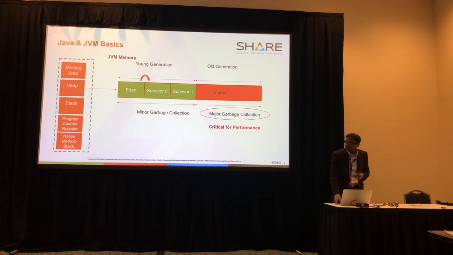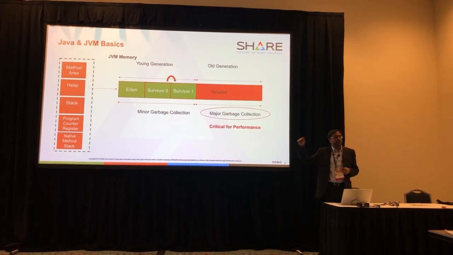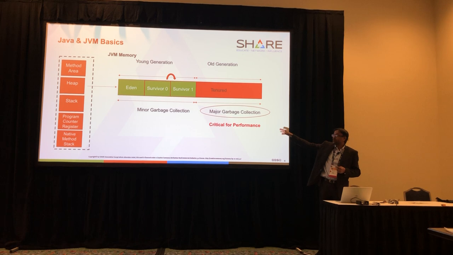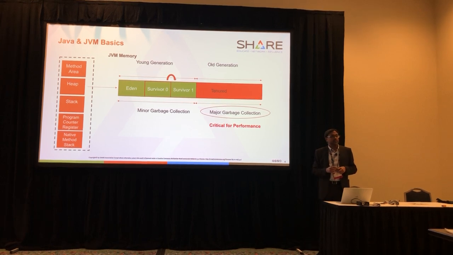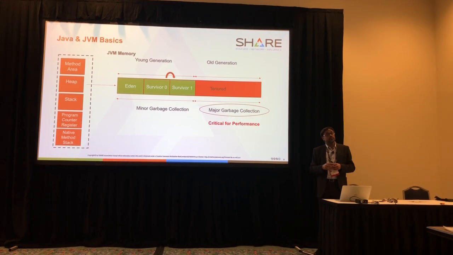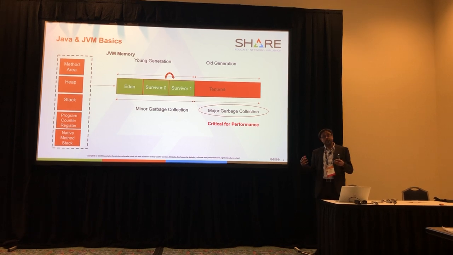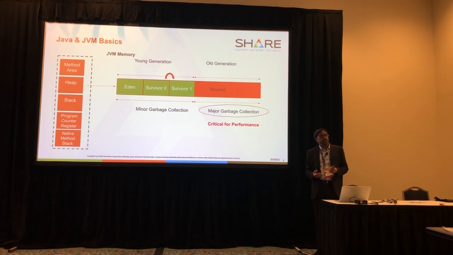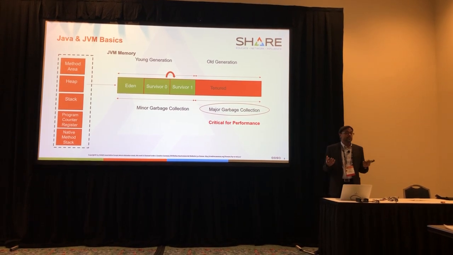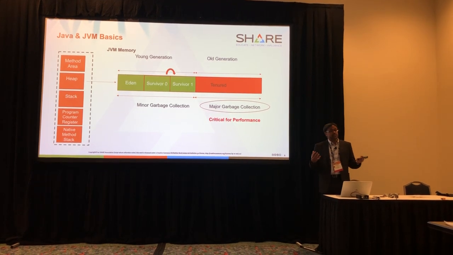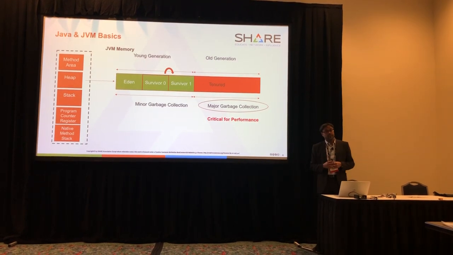It cleans up the things that are not required. The things that are required move into the survivor one space. And then again, you have continuous memory available. And this is happening in the background, as a separate thread. The way it runs on z/OS, it runs under USS, Unix System Services. That's where your JVM is running.